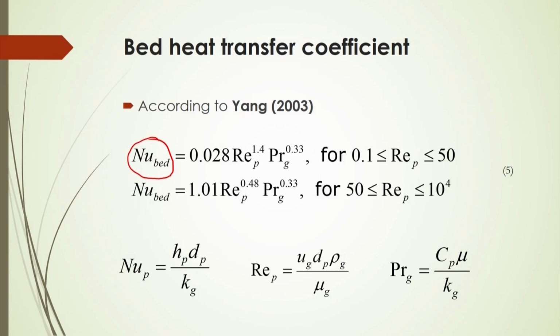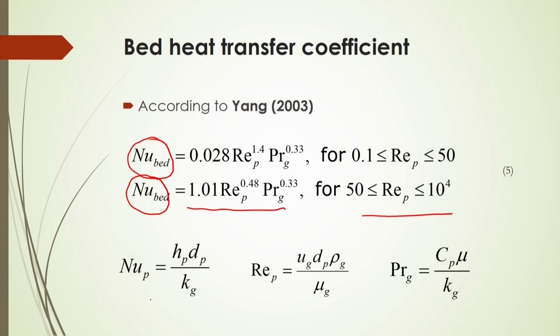Whereas, if the Reynolds number is greater than 50 and up to 10 to the power 4, then the Nusselt number of the bed will be represented by this correlation: 1.01 into Rep to the power 0.48 into Prandtl number to the power 0.33. So, by these equations within a certain range of Reynolds number, you will be able to calculate the bed heat transfer coefficient once you know the Nusselt number of the bed.